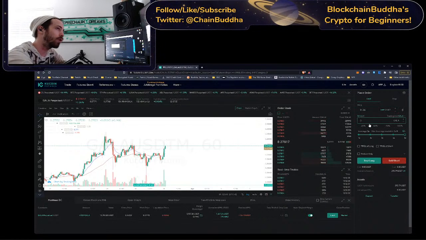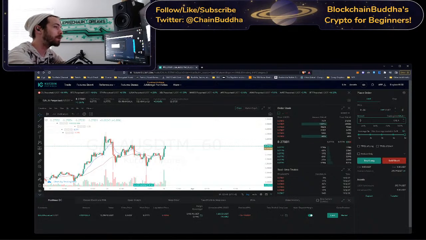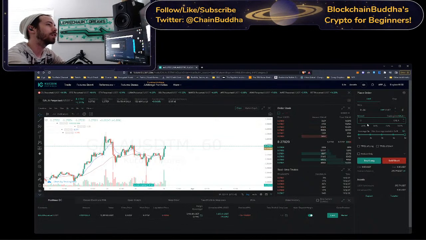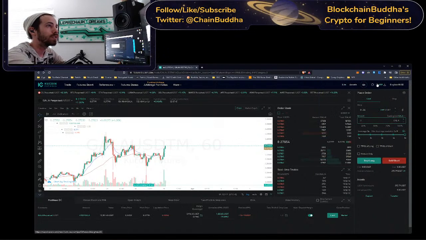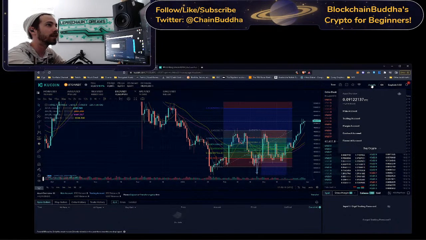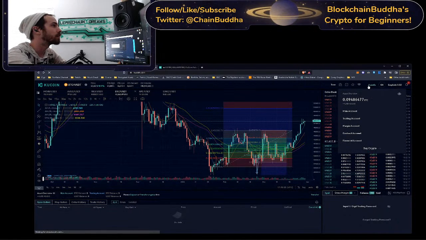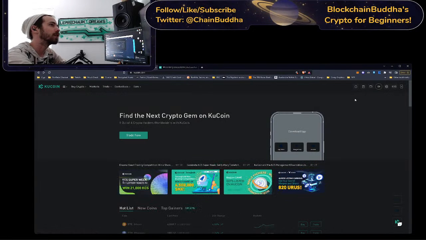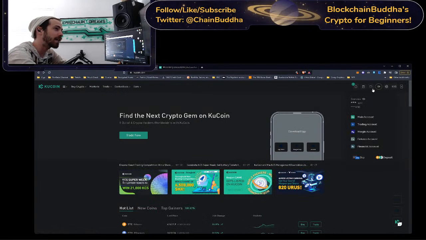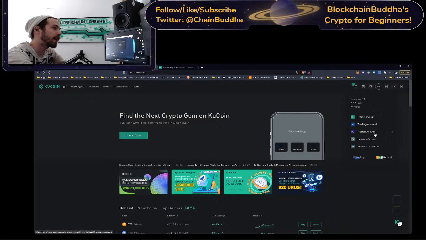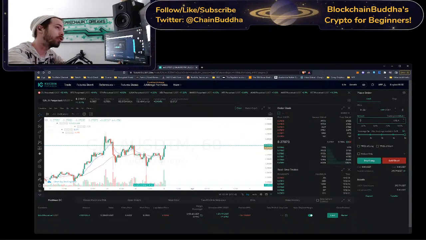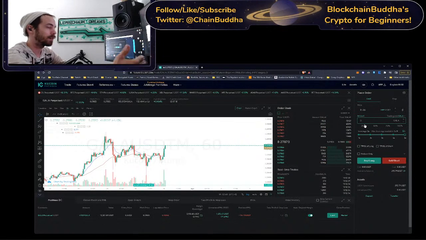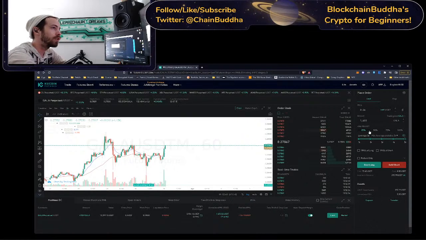How much of your portfolio do you want to invest? This is how much money is in your futures trading account. All right, not your trading account. So if we go back to KuCoin here and load our wallets, you'll see our main account, trading account, margin account, futures account. Whatever is in your futures account is what you are able to put onto a trade, right?